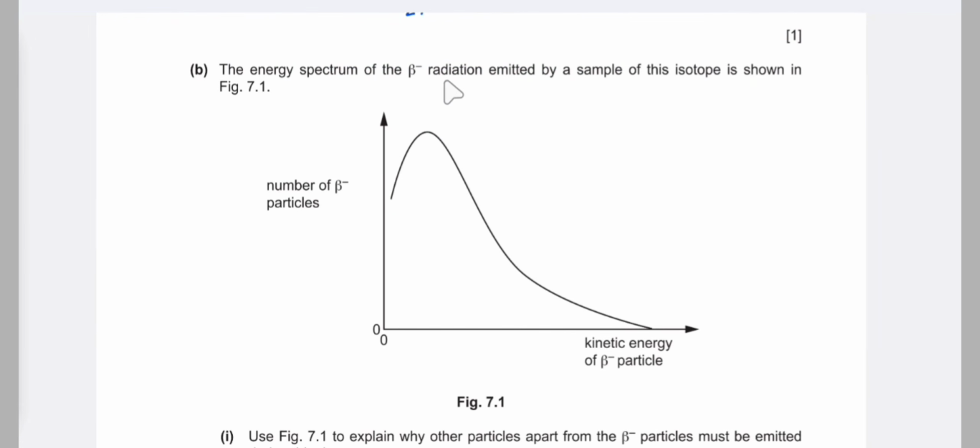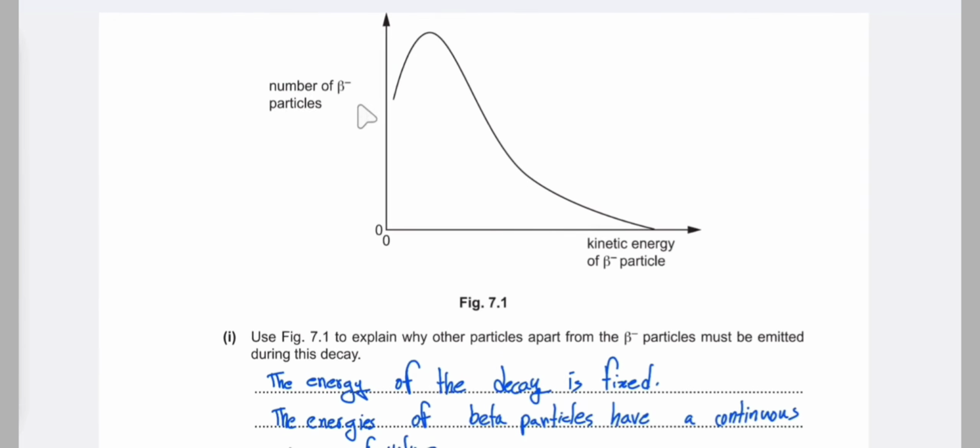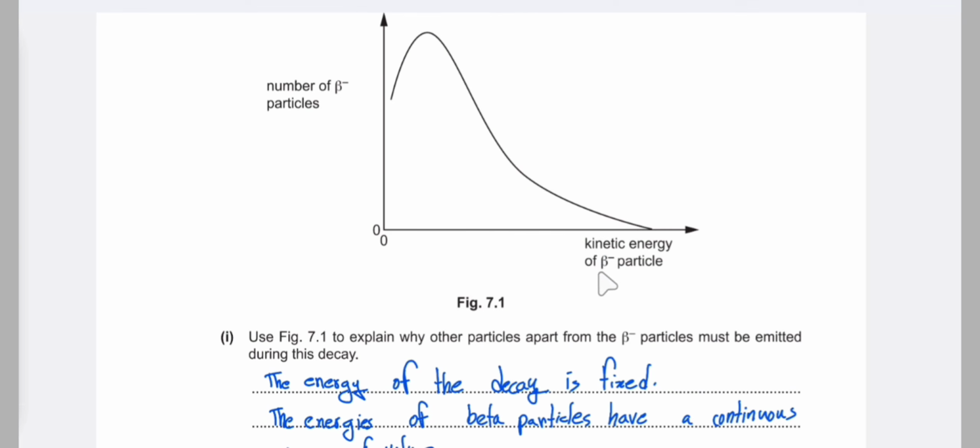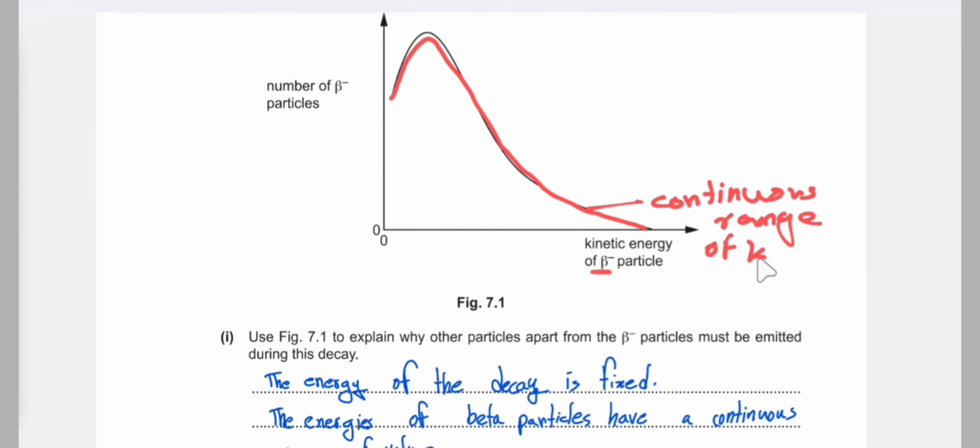Now the energy spectrum of beta minus radiation emitted by a sample of this isotope is shown in figure 7.1. So it shows the number of beta particles against the kinetic energy of the beta particle. Use figure 7.1 to explain why other particles apart from the beta minus particle are emitted during this decay. As we can see, the kinetic energy of the beta particle has a continuous range. You have to know that the beta minus particle has a continuous range of kinetic energy.